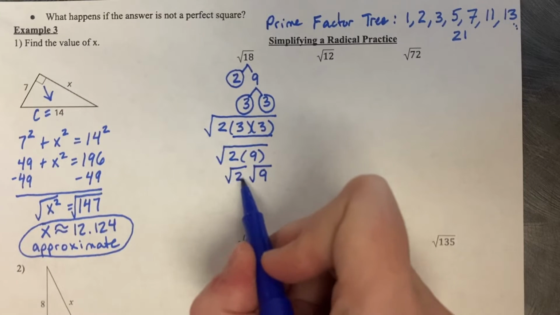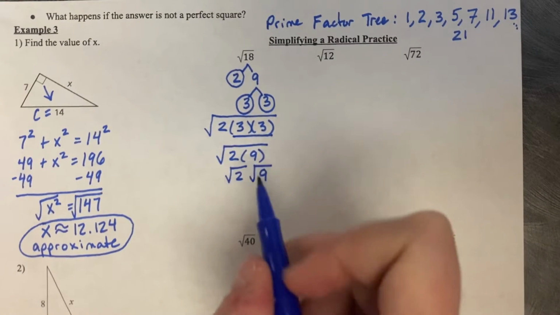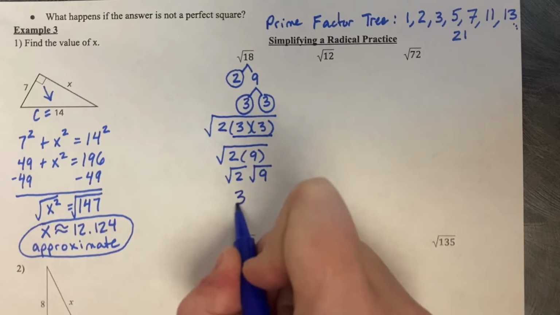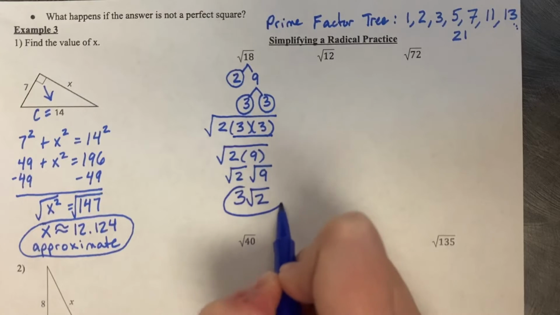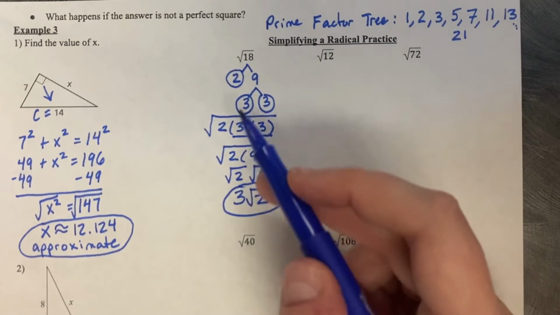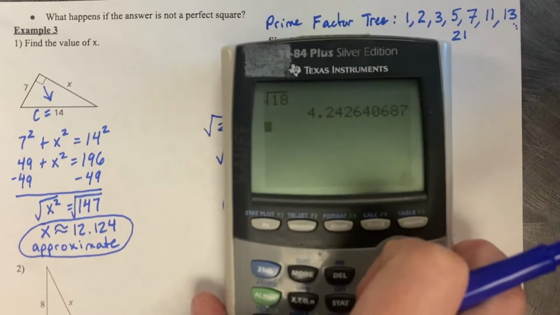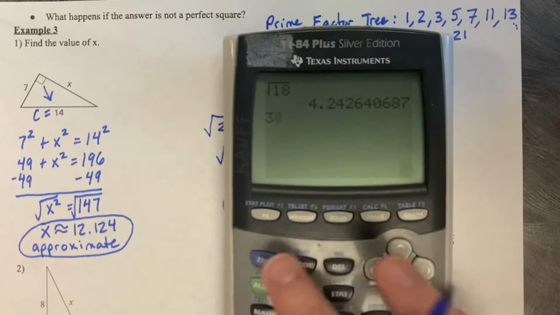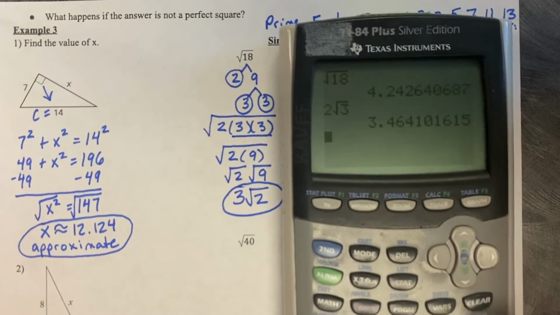The square root of 2, that one's not going to break down, but look at this. The square root of 9 is 3. So 3 with the square root of 2. 3 root 2 is the simplified radical of the square root of 18. You can check it in your calculator to see if they're the same number. So I already have the square root of 18. Oops, it was 2 root 3. And 2 root 3, whoopsies, 3 root 2, I typed it in right.